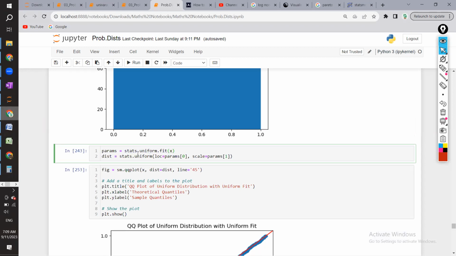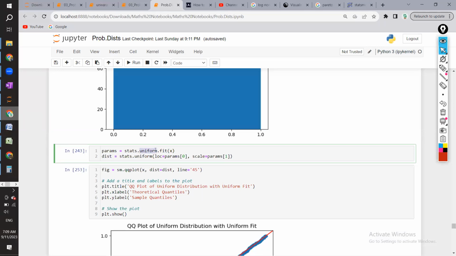So here I'm fitting, from the stats module. I'm considering the uniform.fit x, the above x, I'm fitting to a uniform distribution, and stats.uniform, I'm creating a distribution stats.uniform, parameters. From here I'm taking 0 and 1. When you're doing fitting, right?